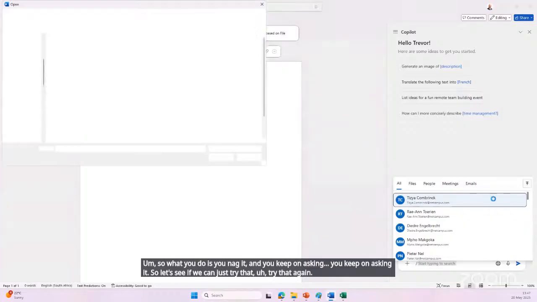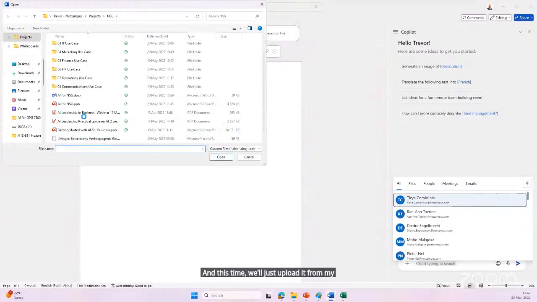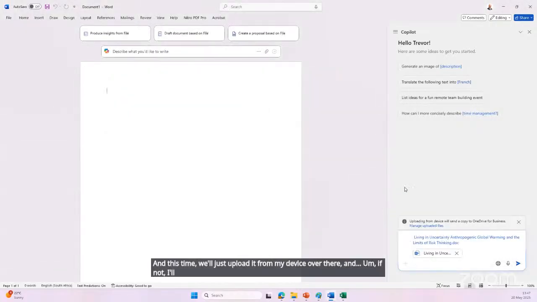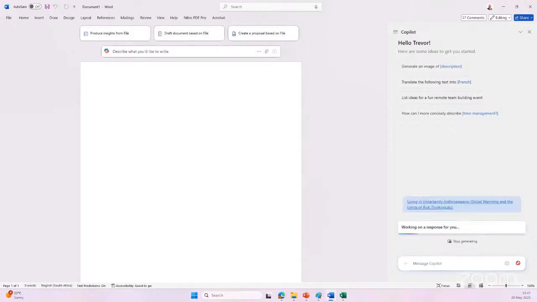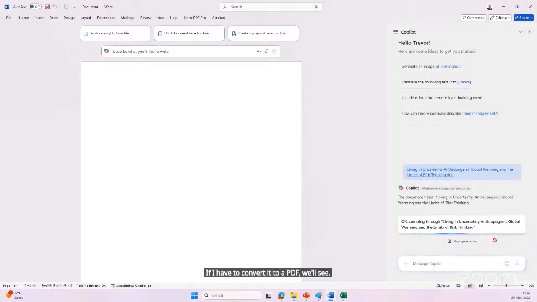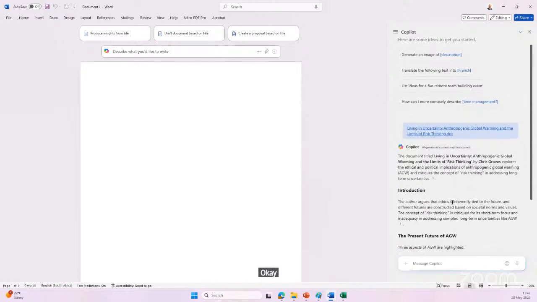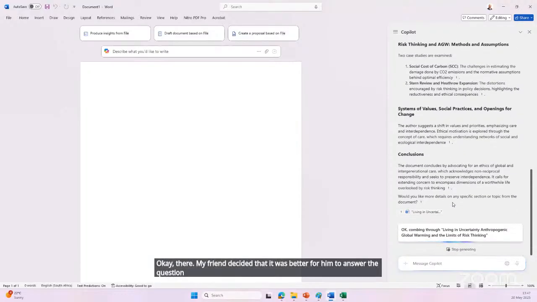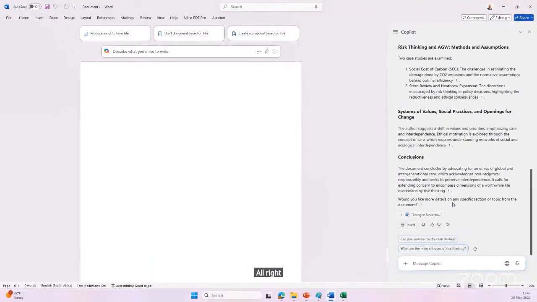And this time we'll just upload it from my device over there. And if not, I'll convert it to a PDF. If I have to convert it to a PDF, we'll see. Okay, there. My friend decided that it was better for him to answer the question now. All right, and there we have a document.